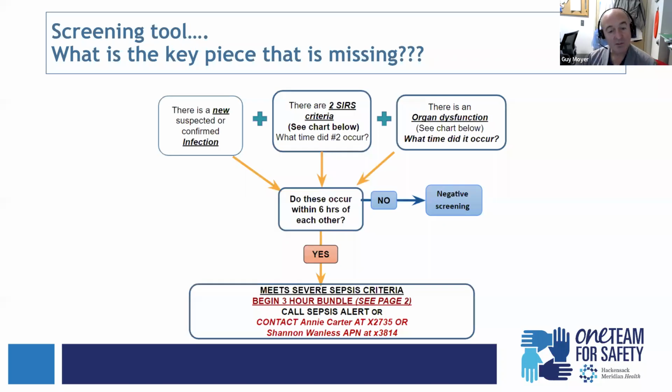So if they do, you say, do these occur within 6 hours of each other? If the answer is no, then it is a negative screening. If the answer is yes, then they meet severe sepsis criteria. And then you should begin your 3-hour bundle. You want to notify the APNs by calling a sepsis alert or contacting during the day Ann Carter or Shannon Wanless, and their extensions are on the screening tools that are provided on your unit.